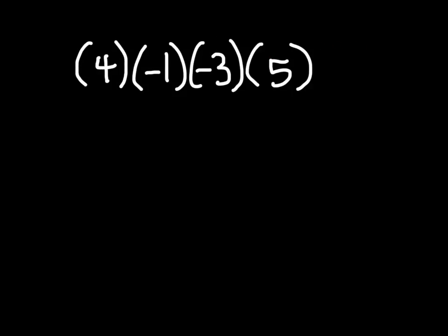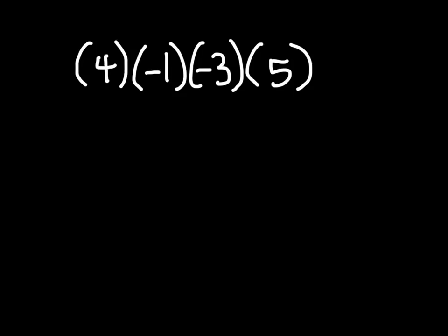Here's our next example. Look at the number of negatives. How many are there? That's right, there are 2. 2 is an even number. So is my answer going to be positive or negative? That's right, it'll be positive because the 2 will cancel each other out.